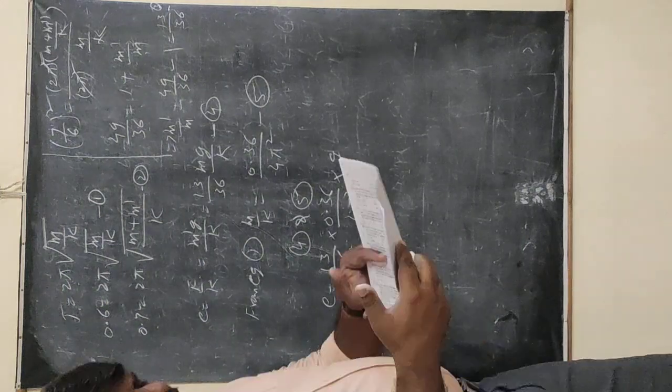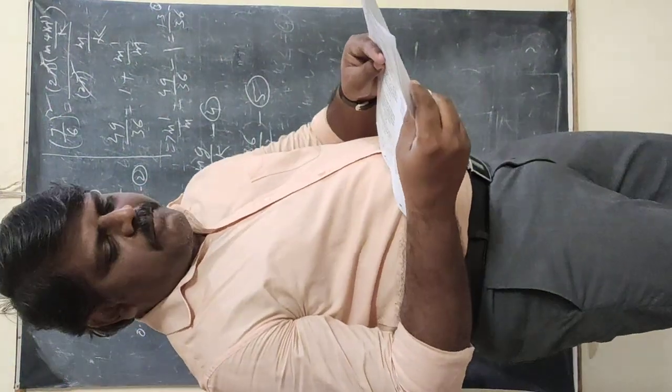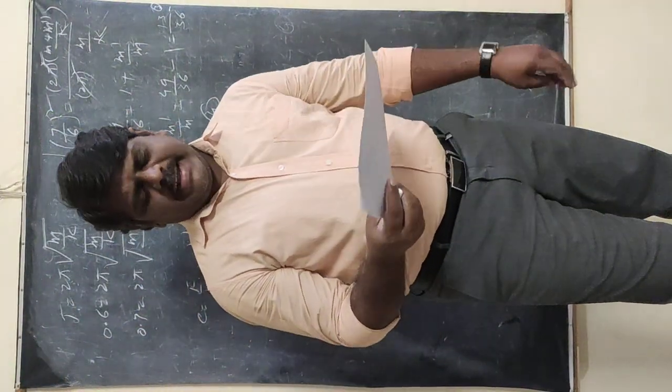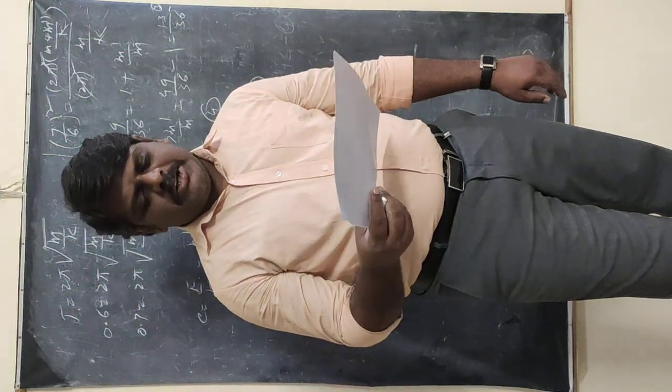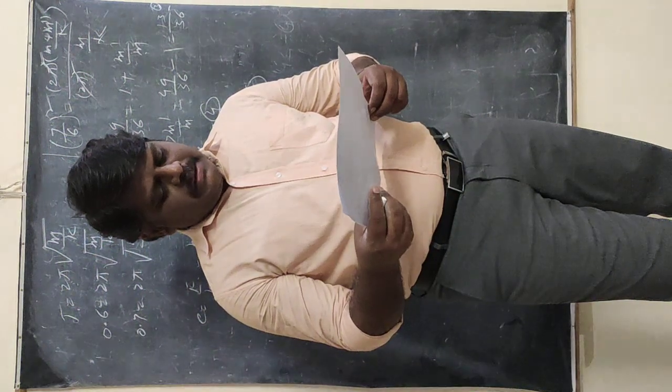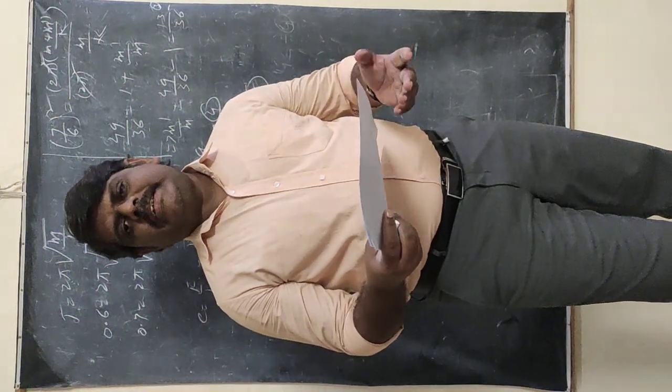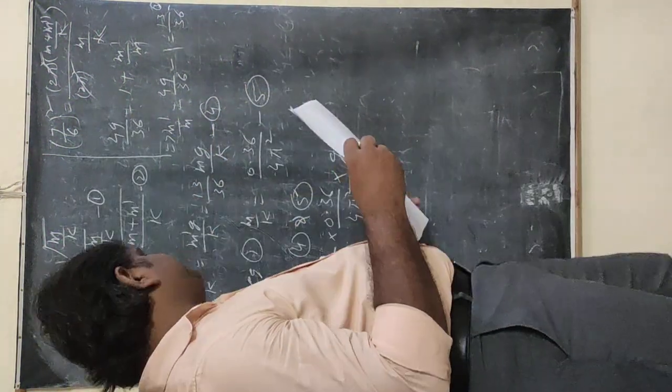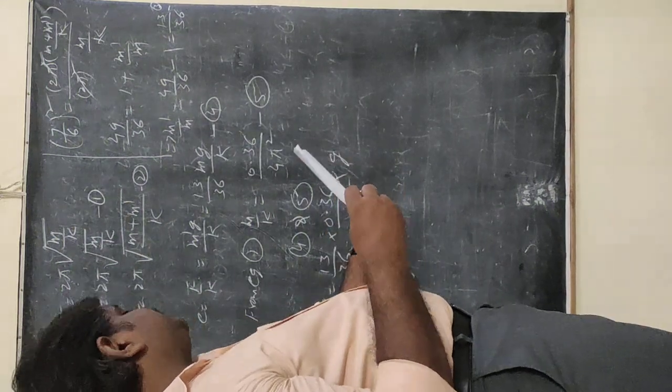Okay, the G value is not given in the problem. Whenever the value is not given, you can take 10 or 9.8 according to the options. If the options are very far from each other, then you can use 10. If they are very near to each other, you can take 9.8. Let us take the G value as 10, and the pi value as 3.14.